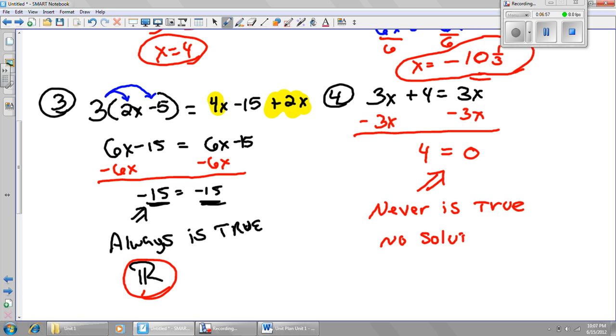When you end up with an equation that is never true, it is never true that 4 equals 0. There's no solution. If I had done the work and ended up with 5 equals 3, I know that's not the case. 5 doesn't equal 3. It's no solution.